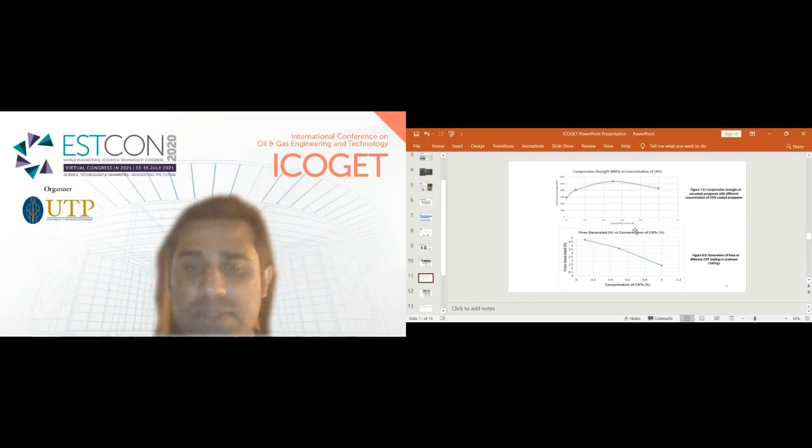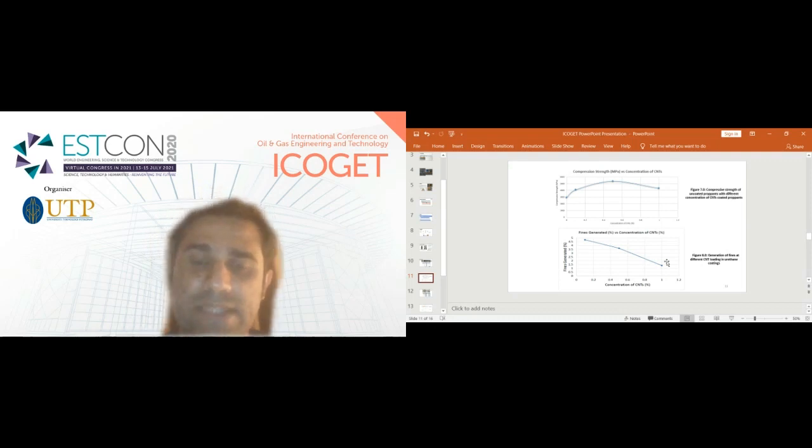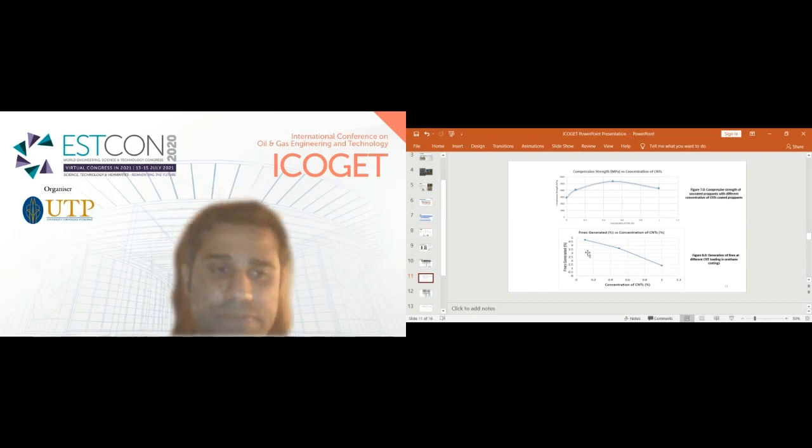Now coming towards the fine generation, as the carbon content is increased, we see a sharp decrease in the fine generation. This is attributed to the creation of a web-like structure around the propellant grain that encapsulates the fines and prevents them from going out of the propellant body.